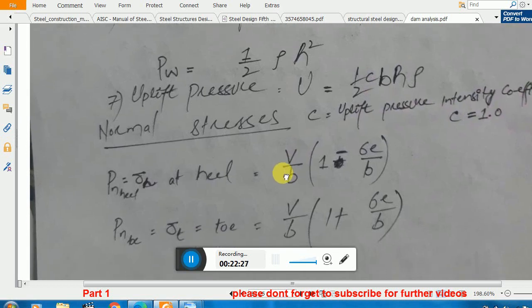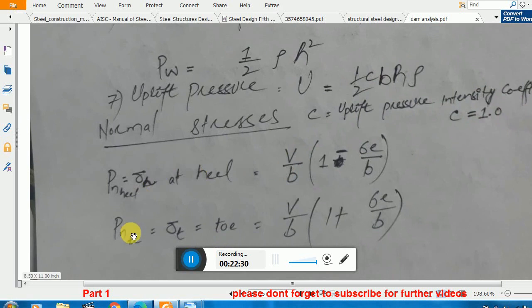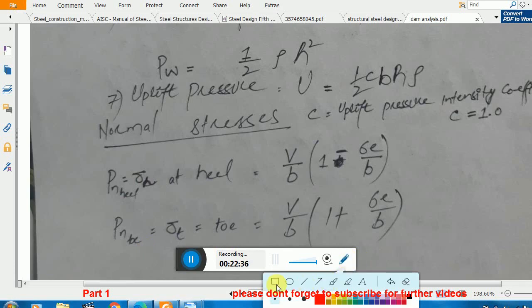Now, we have to consider normal stresses, okay, which act at the heel and toe of the dam. Now, what is heel and what is toe of the dam, let me show you. For example, this is my dam structure, okay, so this point is called heel, clear, and this point is known to be toe, remember. Now, there is the weight of the dam, okay, and there are so many forces which I explained acting over this dam.